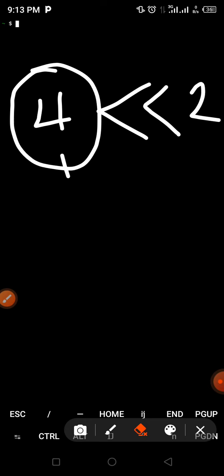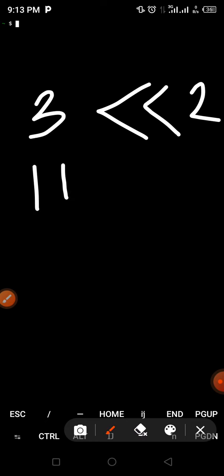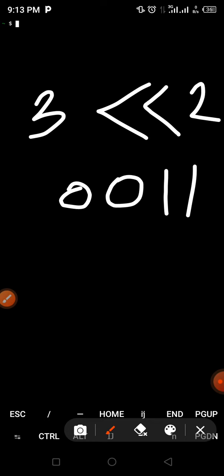So we have 4 here. Now this 4, we're going to be shifting it to the left twice. So, sorry, we're talking about 3 that time, so let me put the 3 back. So we say 3 stands for what? 11. So if we want to put this in the normal format, the representation is going to be 0 0 1 1, like that. So if I shift it 2 times, whatever I have beneath here is going to be represented.